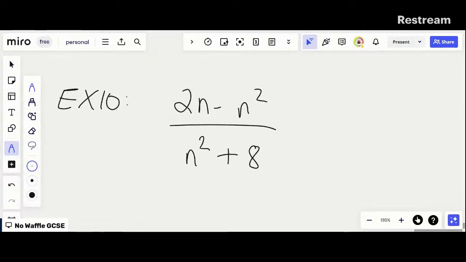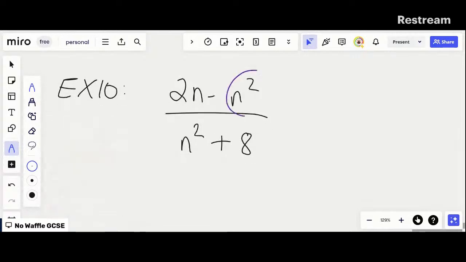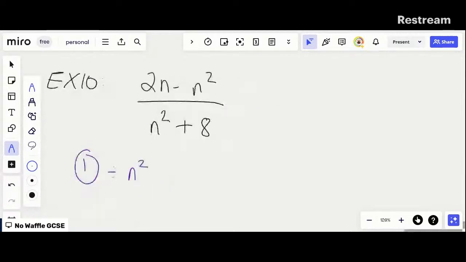Okay, for example. So we're dividing by the largest power of n. Again, we've got n squared. So that's the largest possible value. So that's step 1: divide by the largest possible value, n squared. So let's divide everything by n squared.